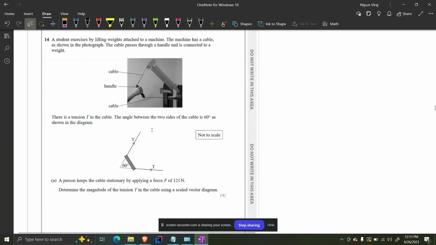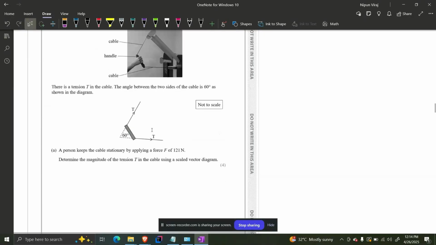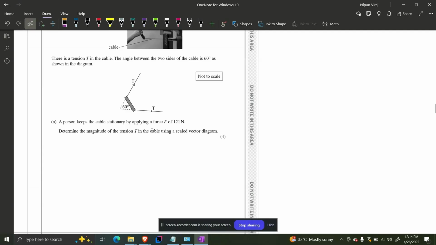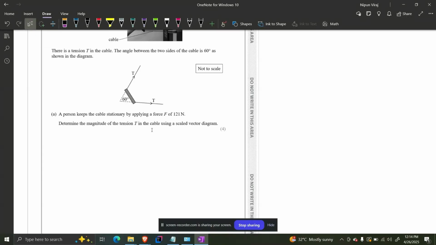Then, 14th question. A student exercises by lifting weights attached to a machine. This machine has a cable. There is a description, and then they are saying there is a tension T in the cable. There's an angle. The person keeps the cable stationary by applying a force of 121. Determine the magnitude of the tension T in the cable using a scaled vector diagram.